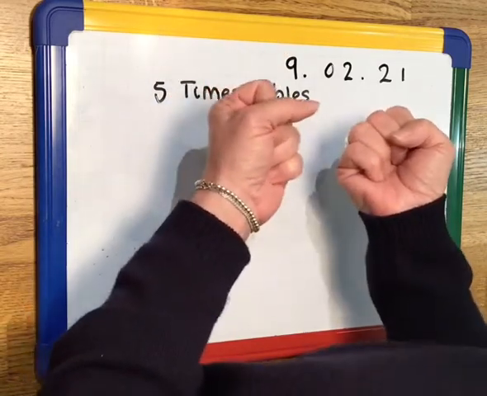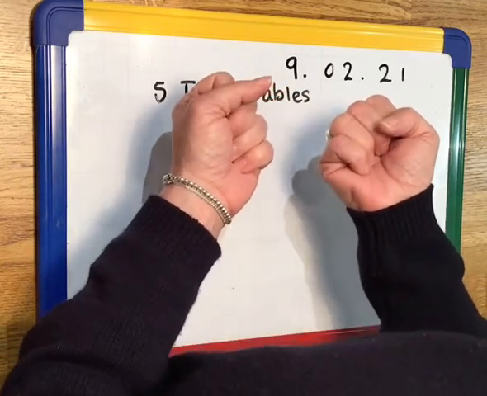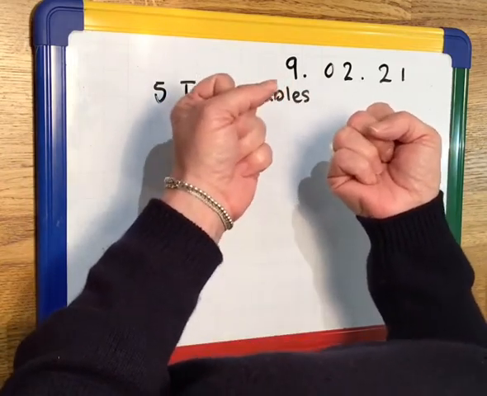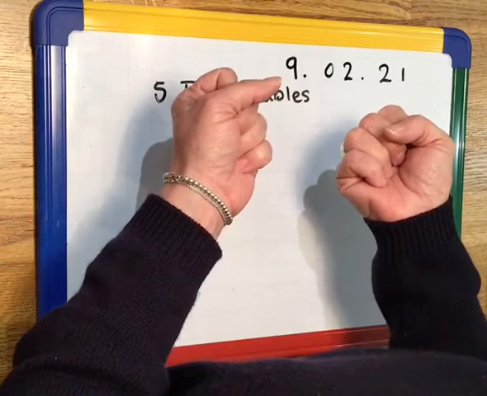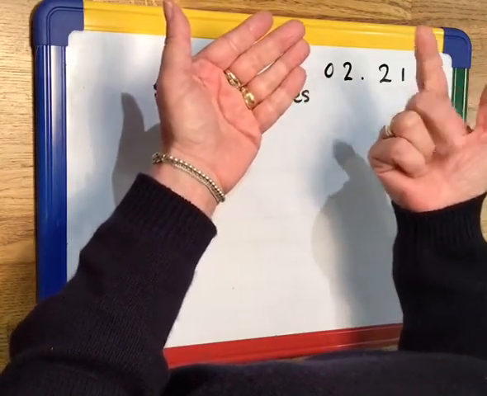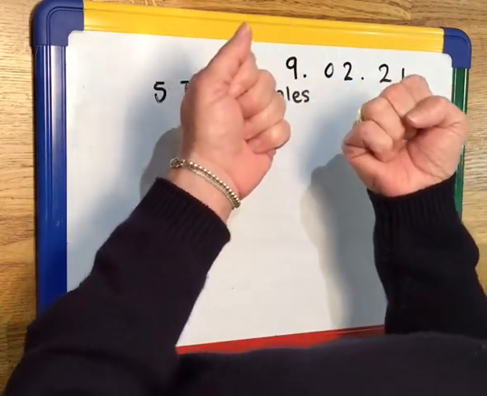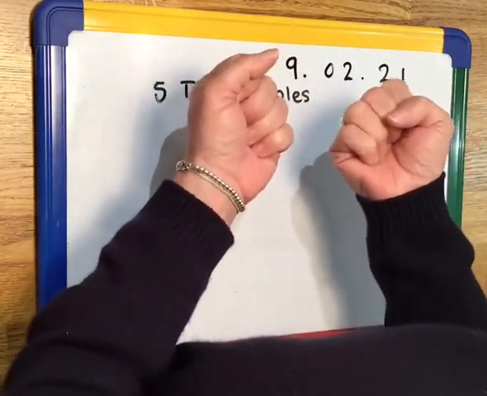I'd like you to pause the video and practice saying your 5 times table using your fingers. If you want, you can count in fives first. 5, 10, 15, 20, 25, 30, 35, 40, 45, 50, 55, 60. It's important that you go to 60. And then say it as a times table.